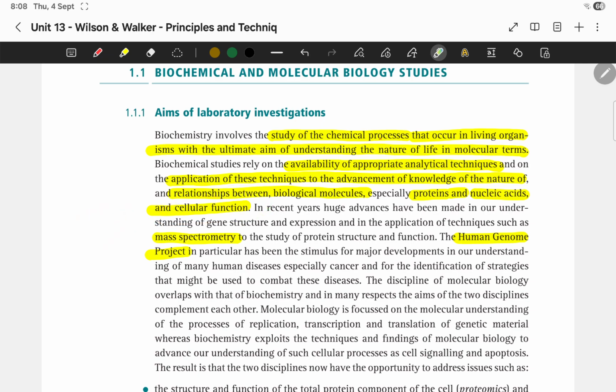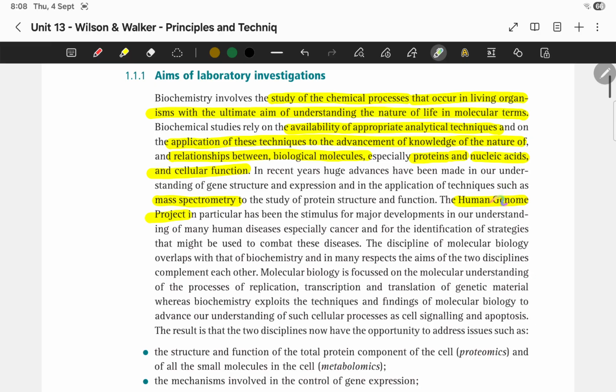In recent years, huge advances have been made in our understanding of gene structure and expression, and in the application of techniques such as mass spectrometry to study protein structure and function. The Human Genome Project in particular has been the stimulus for major developments in our understanding of many human diseases, especially cancer, and for identification of strategies that might be used to combat these diseases.